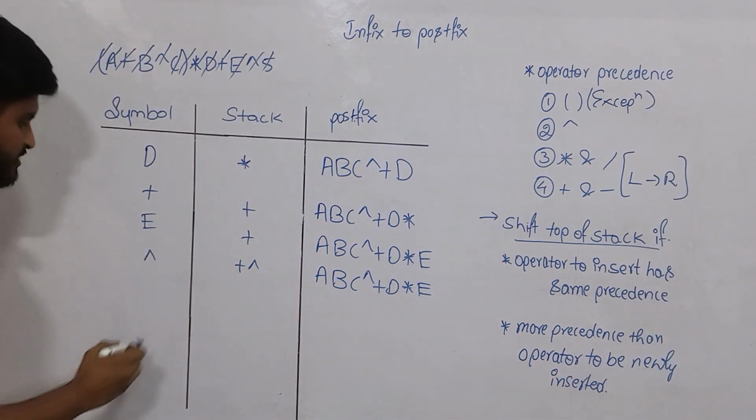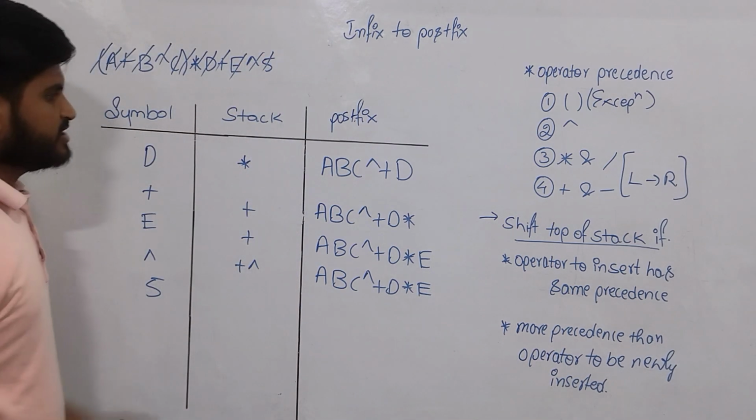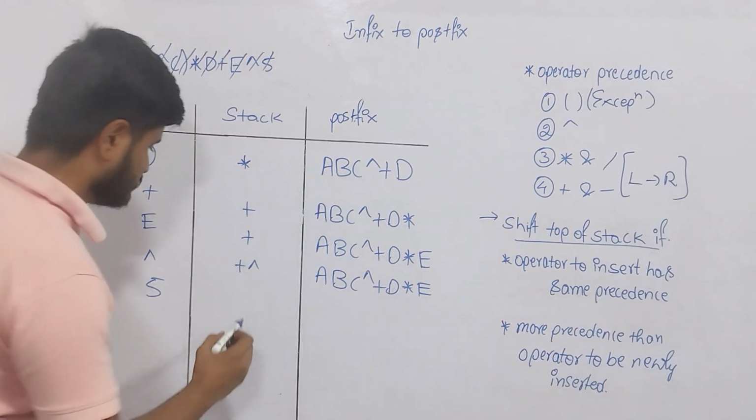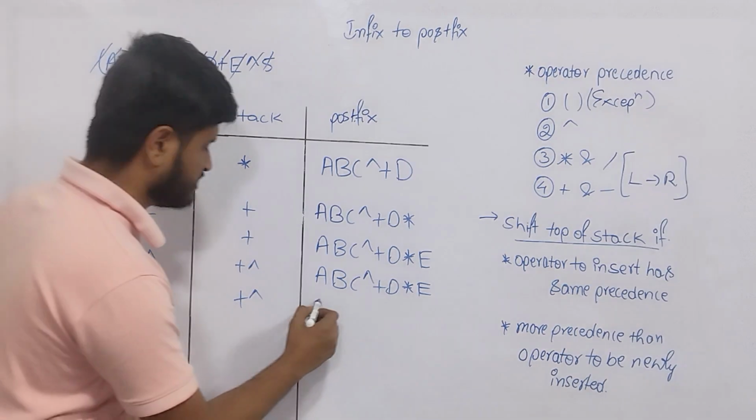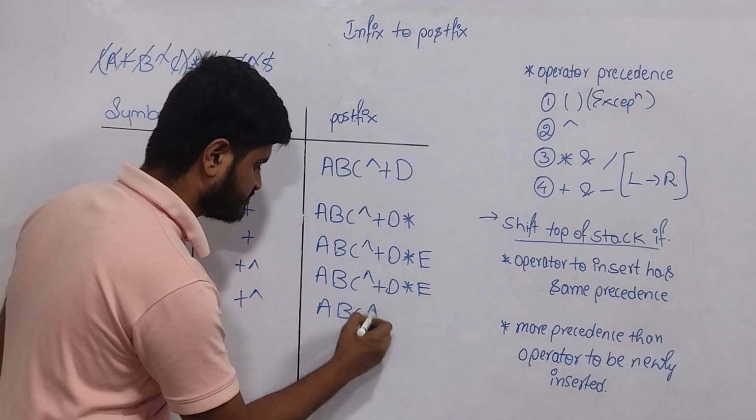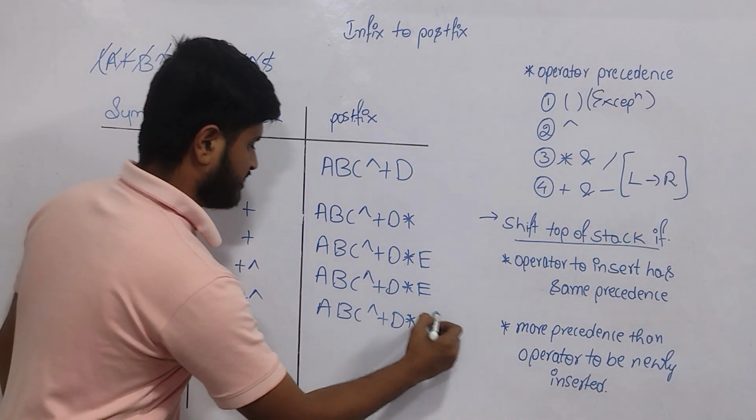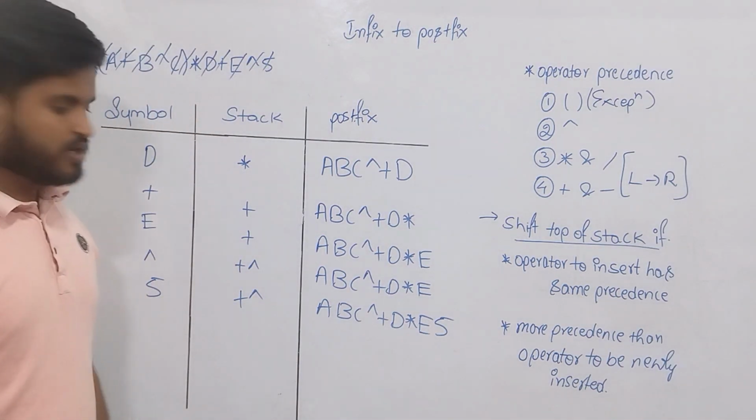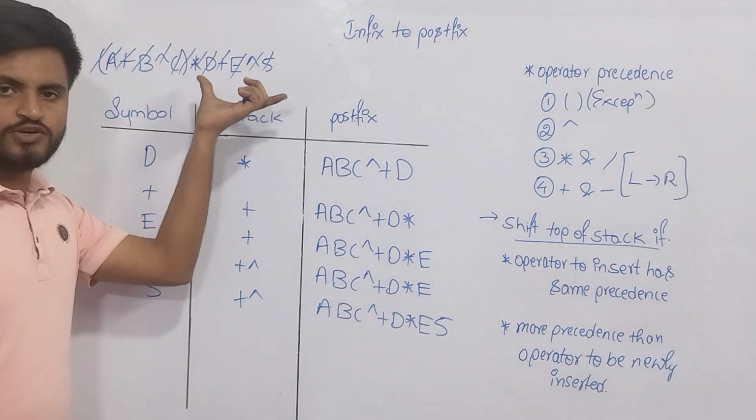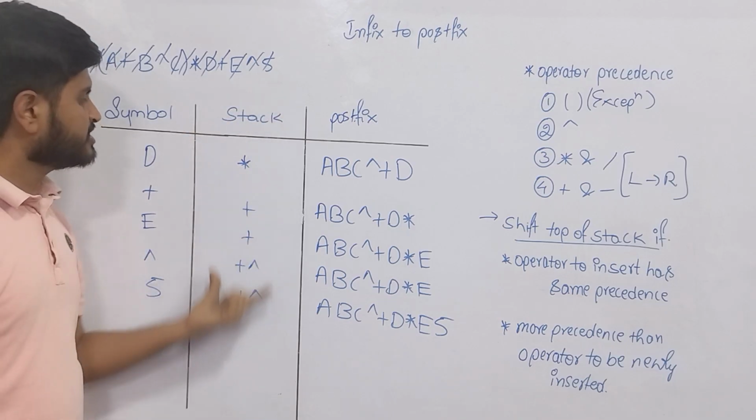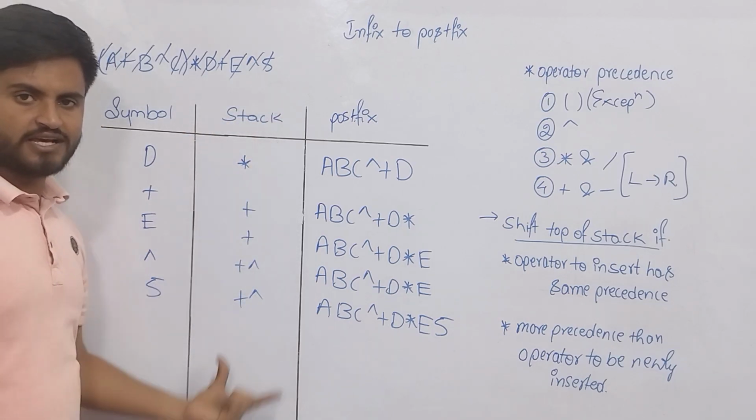Next I want to insert 5. So 5 is a number. You can directly insert it to the postfix. Plus and exponential will remain as it is. A, B, C exponential plus D multiplication E, and 5 will come here. Now if you see, there is no element to insert now. So you must empty the stack in the last step.